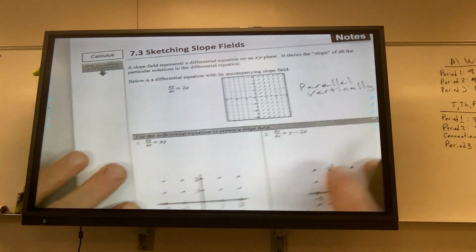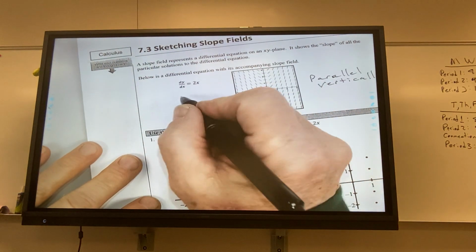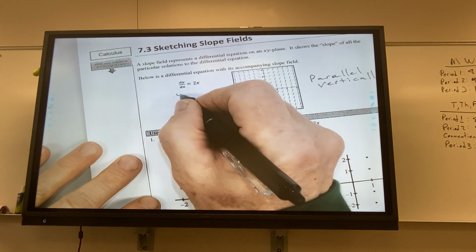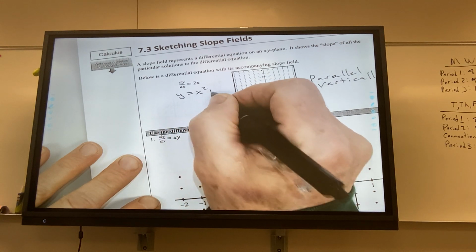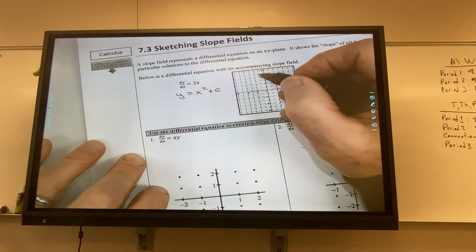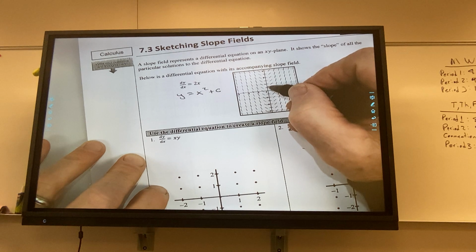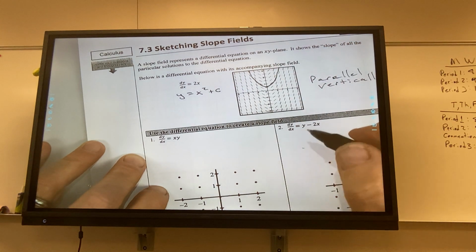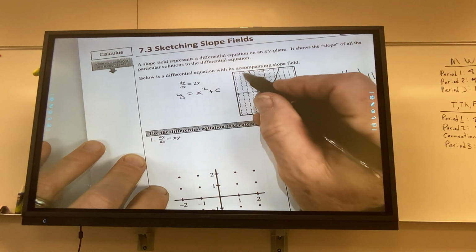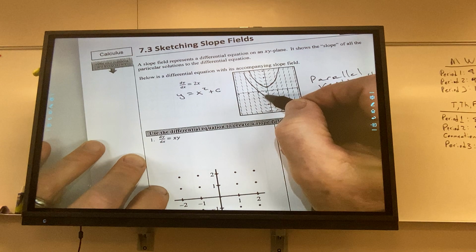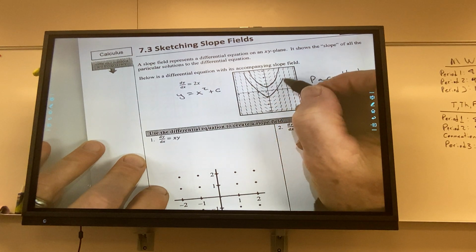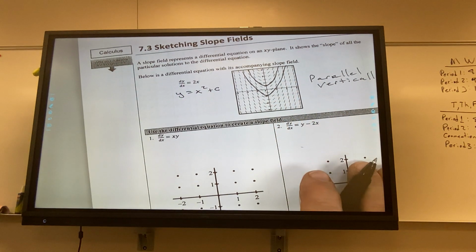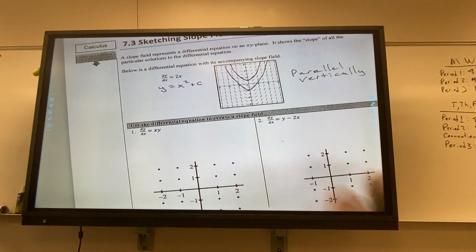Okay? All right, so if I solve this, here I would get y equals x squared plus c. And if you take a look, you have different parabolas. Here's my c is 1, so I'd have a parabola like that. Or if I go down here. And they don't have to be perfect. They're looking to see, hey, do you realize that that's kind of the way the grain goes?